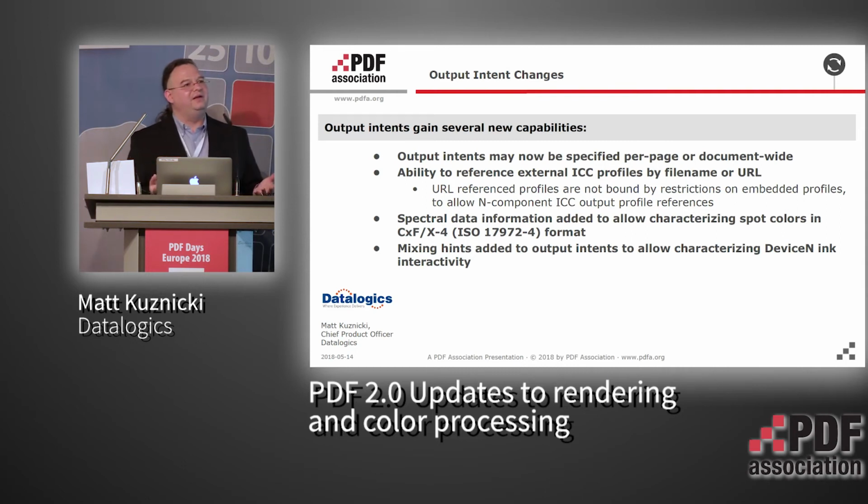And then finally, output intents add what are known as mixing hints through a mixing hints dictionary that gives information about how different colorants in a device N color space interact amongst each other. So when they are put down on an output substrate or media, what the interactions between these different inks or simulated inks are.